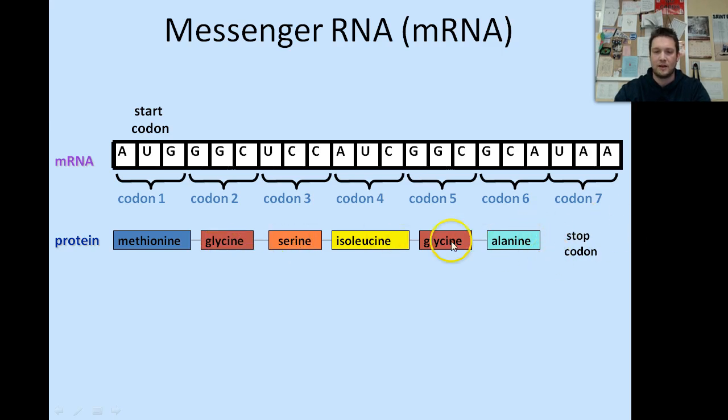Okay, we'll talk about that later. This part's actually the translation, but this is mRNA. Okay, peptide bonds holding the amino acids together.